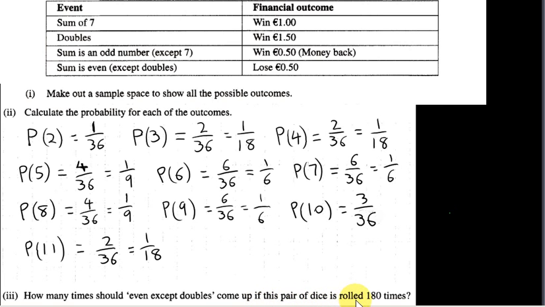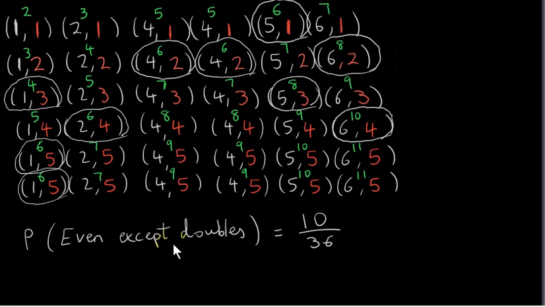So the pair of dice is rolled 180 times, we want the expected number of even except doubles outcomes for that. So what we do is we see that on average 10 over 36 of all the rolls will be even except doubles. So we get 10 over 36 of 180 rolls. So we expect on average 50 of the 180 rolls to be even except doubles.